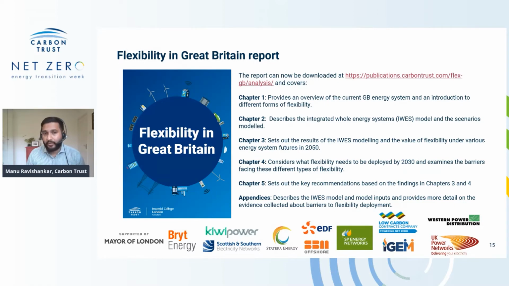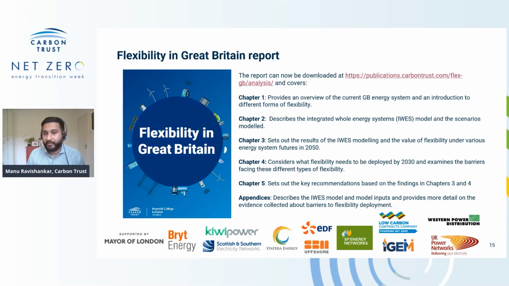And to give you a sense of what this covers, the first chapter essentially sets out an overview of the GB energy system and also tells you a little bit more about what are the different forms of flexibility. Chapter 2 discusses the integrated whole energy systems model, which of course is the critical analytical underpinning of all this analysis, and also the scenarios that we modeled. Chapter 3 sets out the results of the modeling and also the value of flexibility that you see in these different futures in 2050.